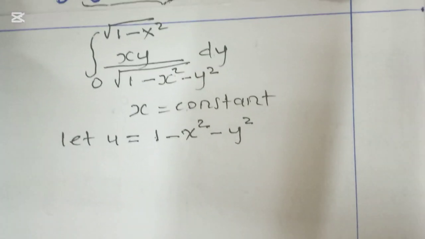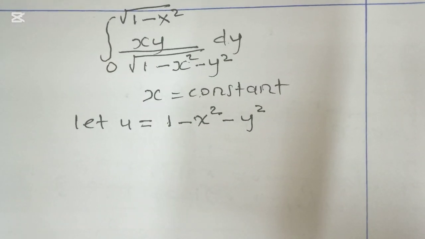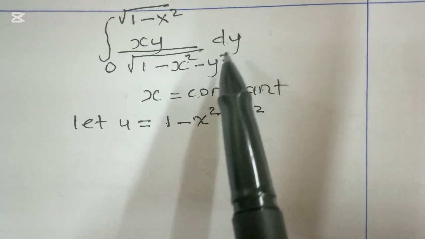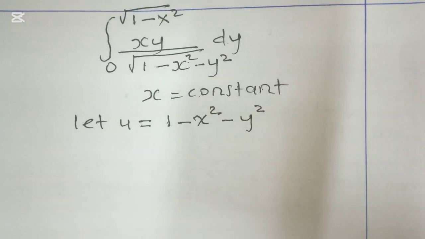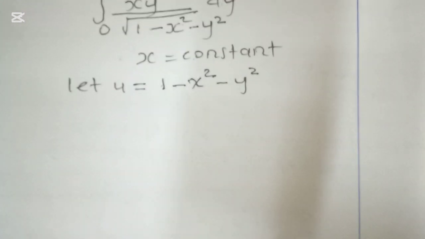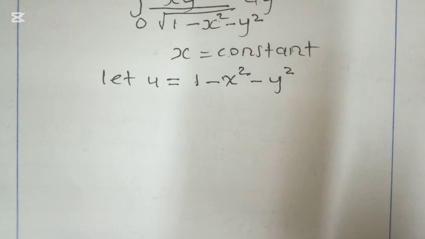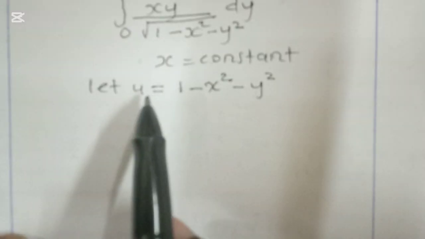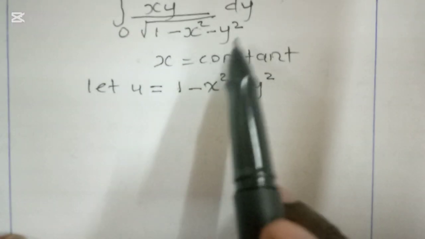And so guys, we start off immediately. So this is what we have. First we do it with respect to dy, and then we shall do it with respect to x. So the first thing we have is that x is a constant, and now guys we can substitute u for 1 minus x squared minus y squared.